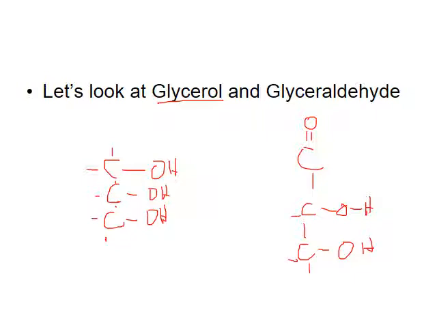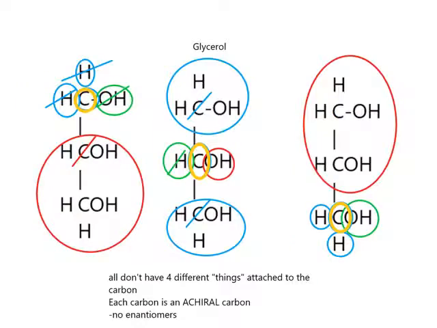Okay, so when we talked about this in the last PowerPoint, this was the oxidized version of this guy here. So what we're going to do is look at this guy to see if any of these carbons are chiral, and if they are, that means it has more than one structure. And then we'll do the same for glyceraldehyde. Right, so glycerol. So here's the structure of glycerol. What we can do is look at each carbon.